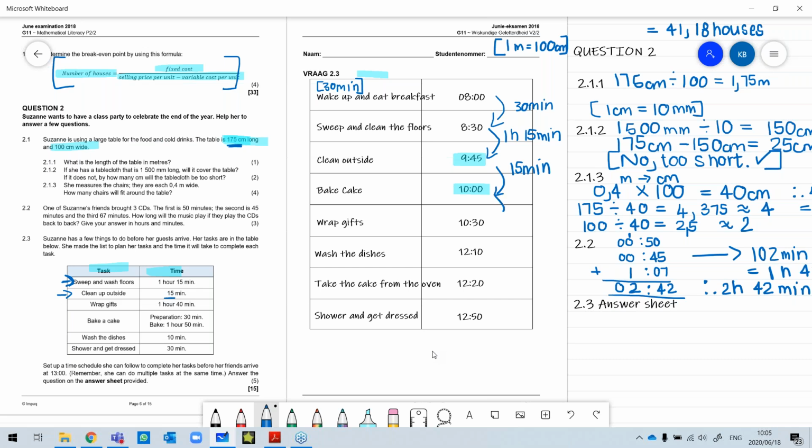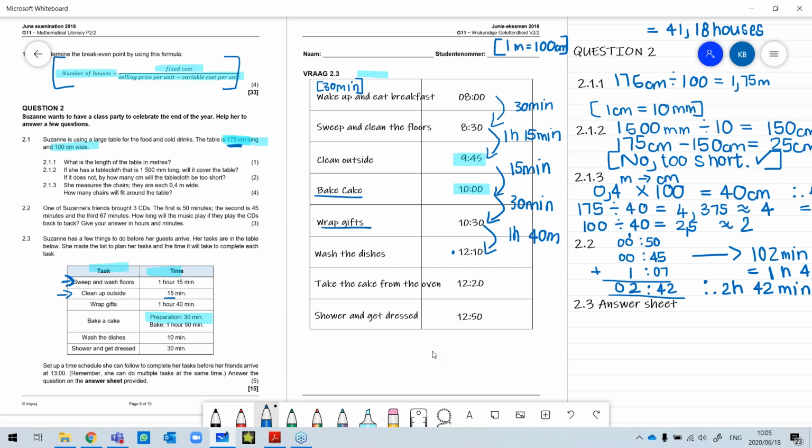Then from 10 o'clock to 10:30, we gave her 30 minutes to bake the cake. Now you will see in the table on the question paper, it says preparation is 30 minutes. So we gave her 30 minutes to just make the batter for the cake. Then from 10:30 to 12:10, we gave her 1 hour and 40 minutes to wrap gifts.